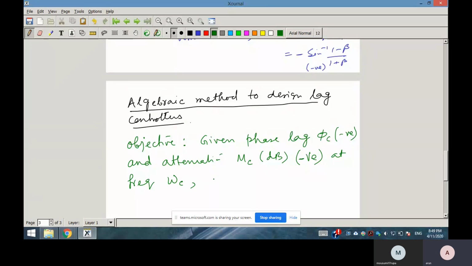What is the problem given? So what are the given? Phase margin phi c and attenuation MC in dB. We have to add some frequency omega c. We have to obtain the controller parameters. What are the parameters? Beta and b. Okay, so what is beta?